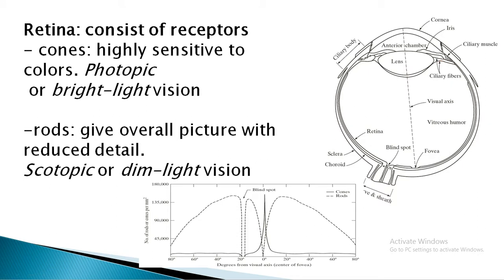Now the lens, whatever you can see here, is made up of fibrous cells, and it contains around 60 to 70% of water and about 6% of fat. It contains more of the proteins, and this lens will be changing its color based on age.